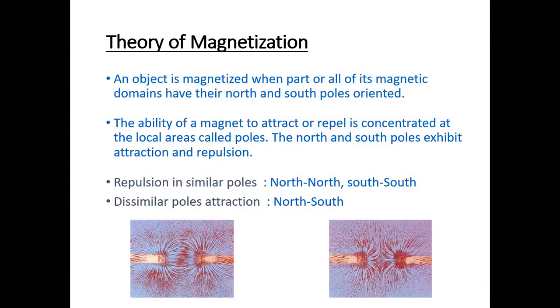An object is magnetized when part or all of its magnetic domains have their north and south poles oriented. After application of current in a ferromagnetic material, the domains will align in one direction, and when the domains are aligned in one direction, we can say the job is magnetized. The ability of a magnet to attract or repel is concentrated at local areas called poles. Here is a pole, where lines of force are leaving or sometimes entering that area. The north and south poles exhibit attraction and repulsion.